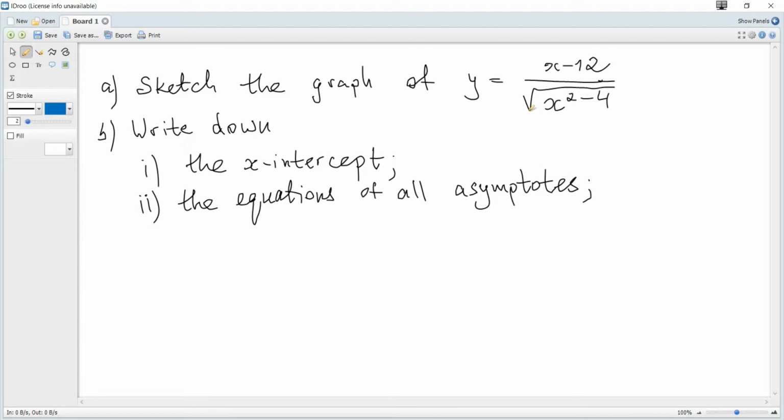Sketch the graph of y is x minus 12 divided by square root of x squared minus 4. Write down the x-intercept, the equations of all asymptotes. Let's start with vertical asymptotes.